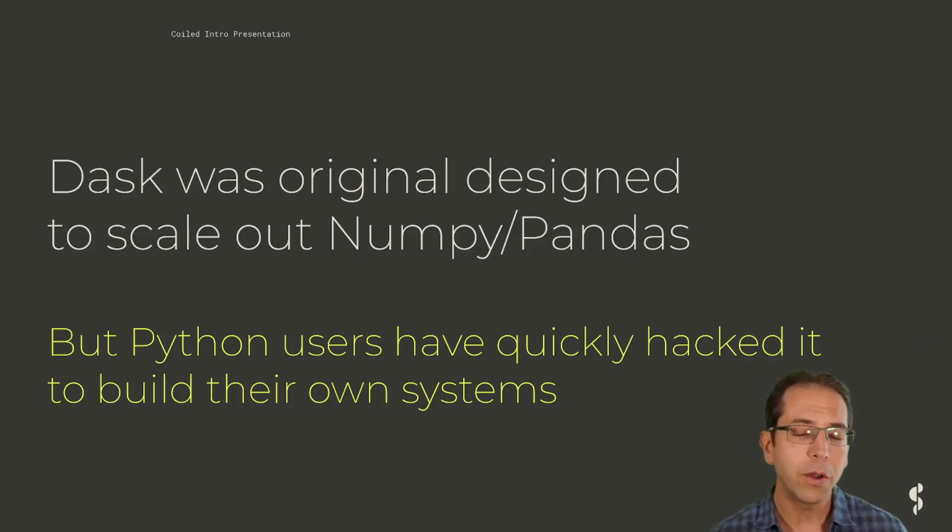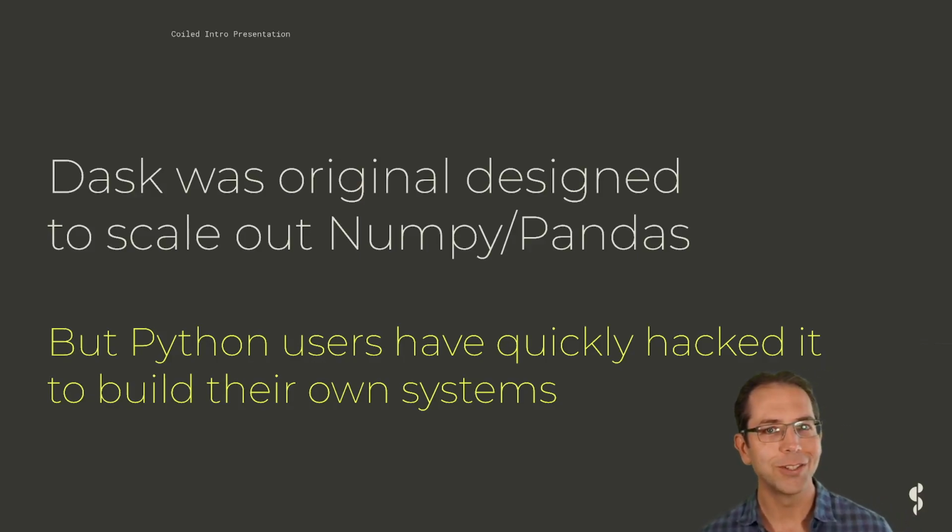So this accounted for only about half of Dask's use. We expected everyone to want big NumPy and big pandas. And that ended up not being the case. So almost all of our actual early customers weren't in that category. They wanted something else. Python users quickly hacked the internals of Dask to build it into their own systems.